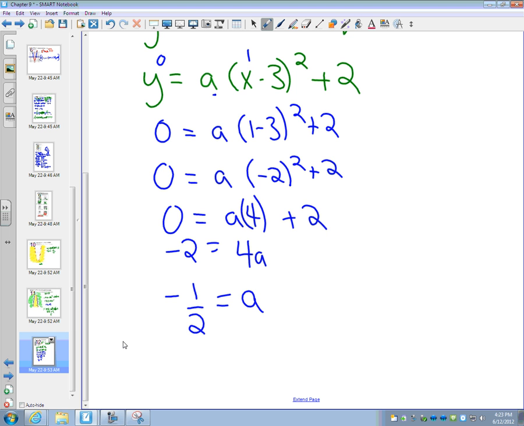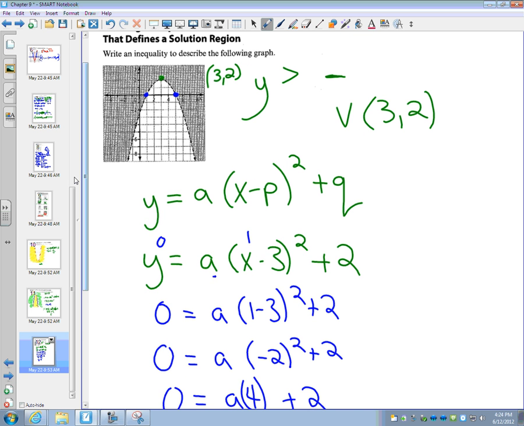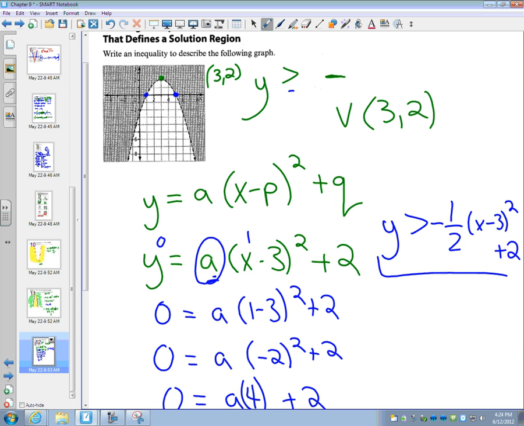Okay? So a is equal to negative 1/2. So putting that all together, I could say that y is greater than negative 1/2, just figured out what a was, times x minus 3 squared plus 2. So that would be the graph of this inequality.